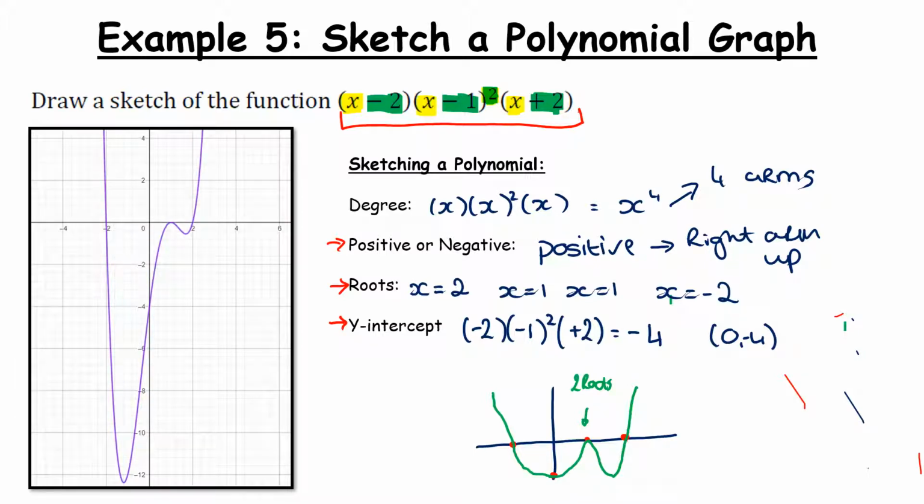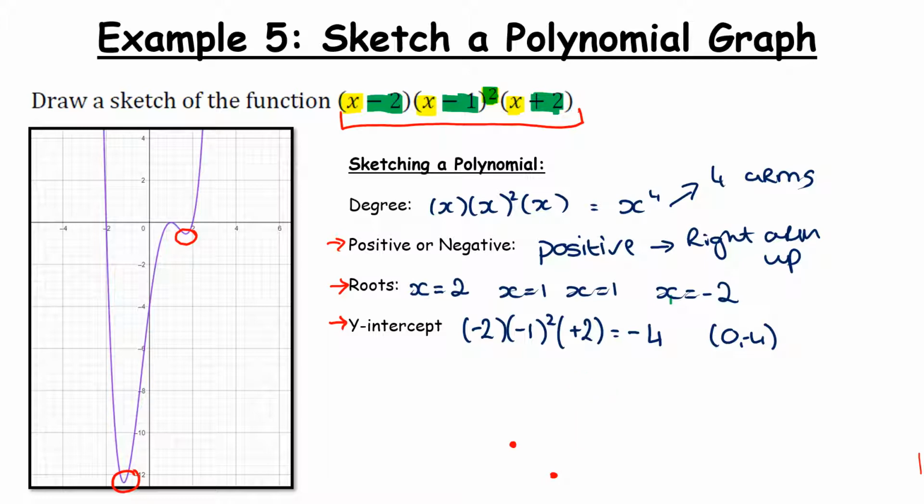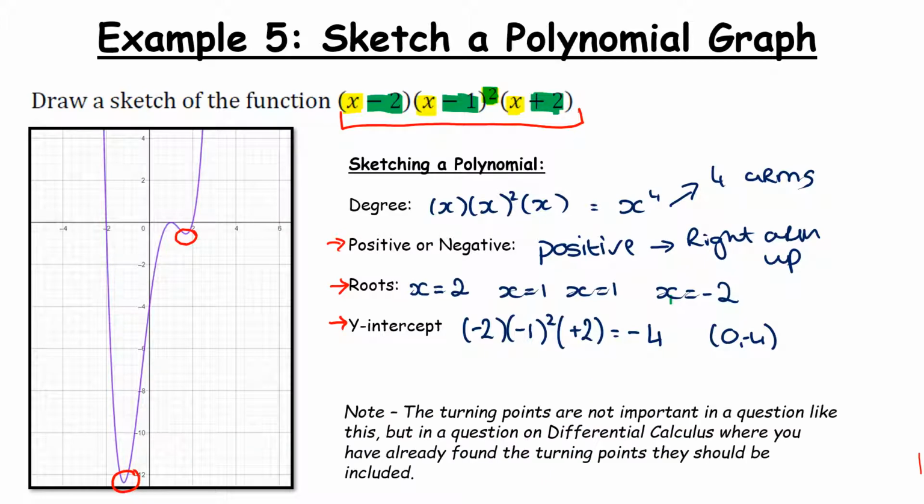Ta-da! So obviously mine looks nothing like what the actual graph is, and the reason for that being that there are 2 points here in particular that I've messed up on, and it's this point here and this point here. And these, if you've already covered differential calculus, are called my turning points. So I have a little piece of information that I wanted to show up here.